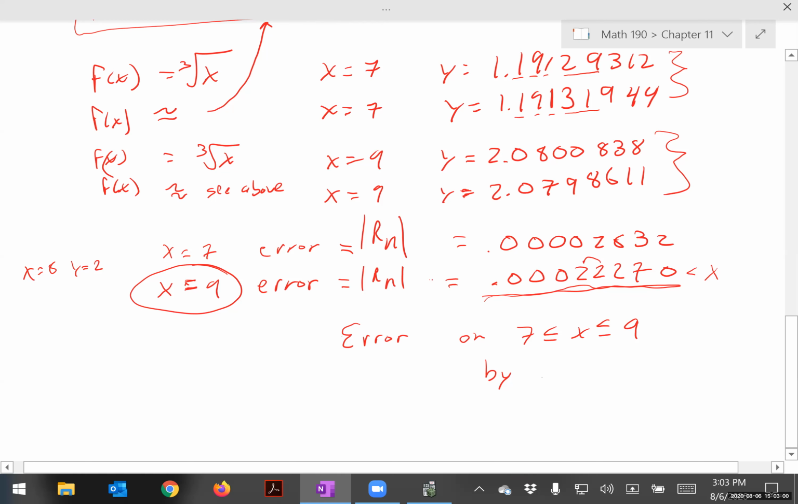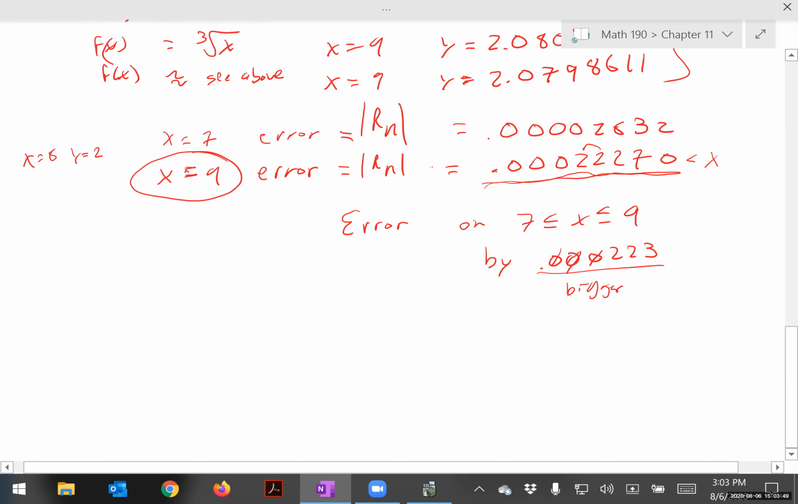So maybe I would say that it would be bounded by 0.000, okay, 23. Or maybe I could go to something that would round accurately and go 223. I just need to make sure that this is bigger, because it's an upper bound on my error. Does that make sense? So the error is within this, to 1, 2, 3 decimal place accuracy here. Okay, does that make sense?